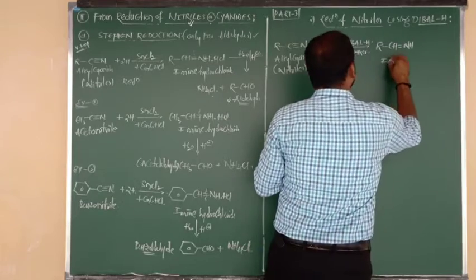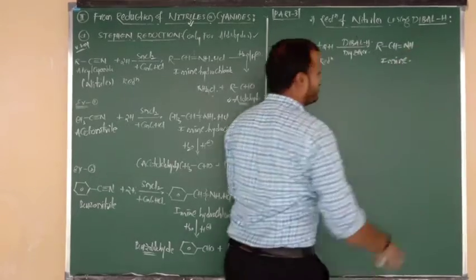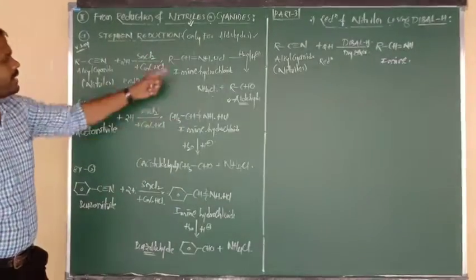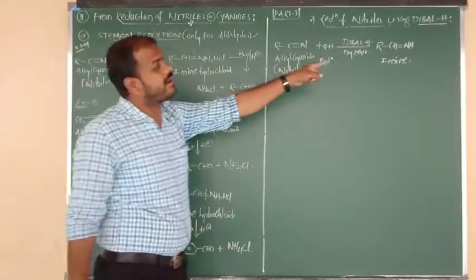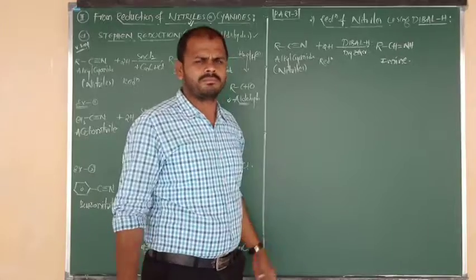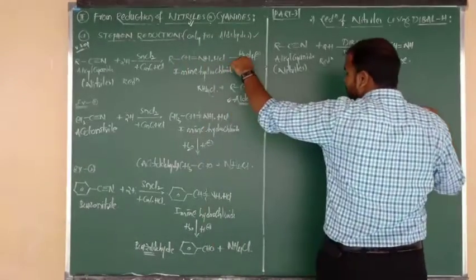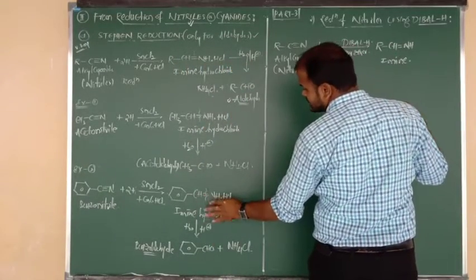What is the name of this compound? I have told you clearly, this is nothing but imine. This is the only difference. Here it is imine hydrochloride, but with Diebol H we are getting imine. Again followed by the same step. What is the same step? Hydrolysis.